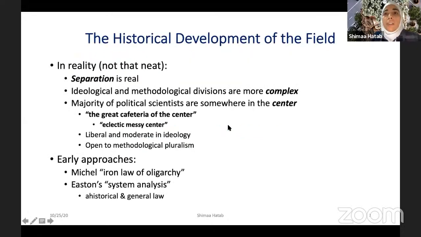Okay, so can you remind me about what I said last lecture about the disagreement on methodological tools and ideological orientations of comparativists or political scientists? Anyone? Did you do the readings?